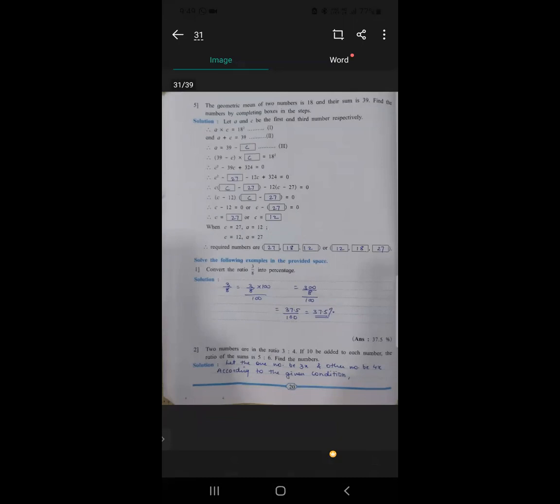The next one is on page number 20. We are going page wise, students, because whatever activity questions are given on each page, we are doing those along with the examples.